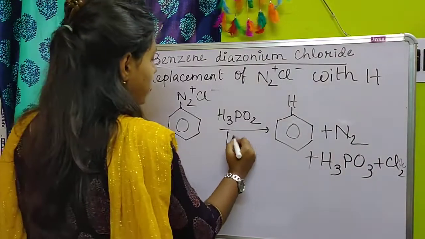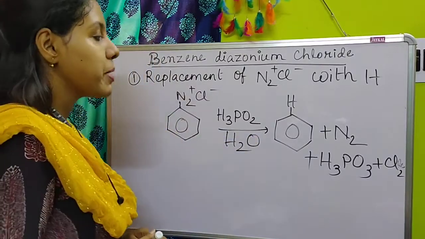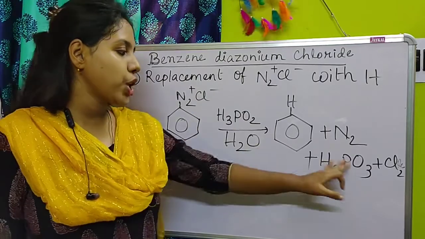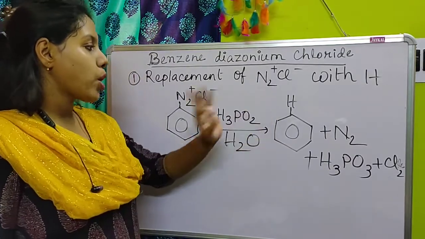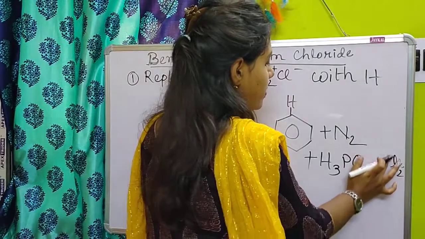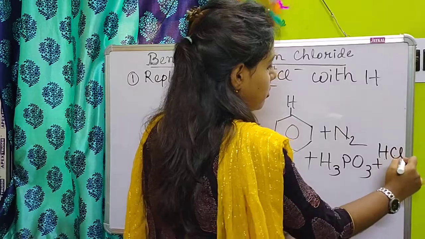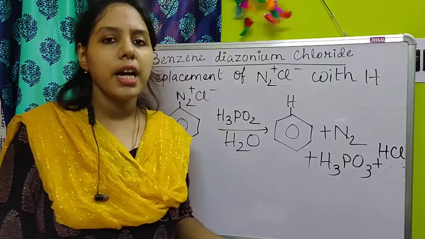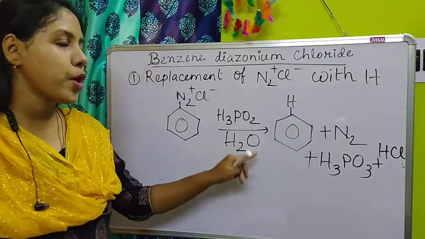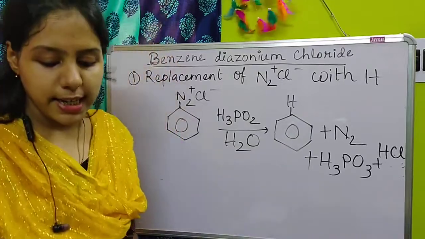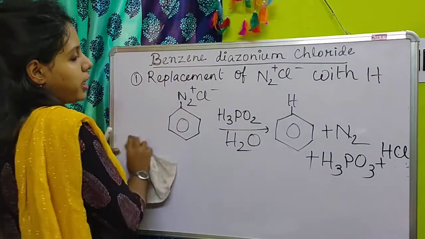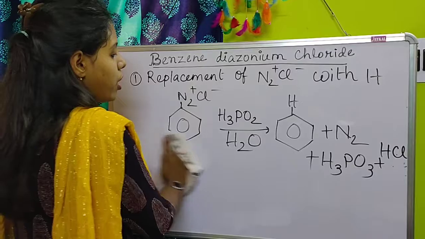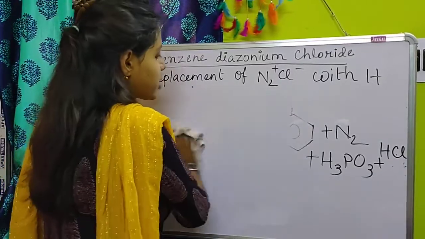You have to do this total reaction in aqueous medium, that means in presence of water. So there will be the addition of oxygen as H3PO3, and one hydrogen will be added and converted into HCl. These side products are not necessary when you are converting one compound into another. The major product is the benzene ring. So if this type of conversion is given in your exam, then simply you have to add hypophosphorus acid, H3PO2.